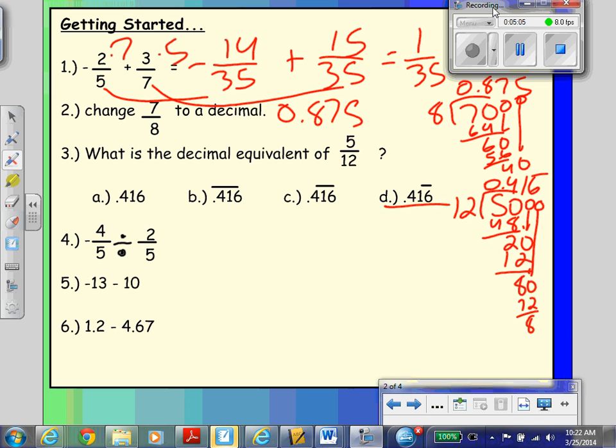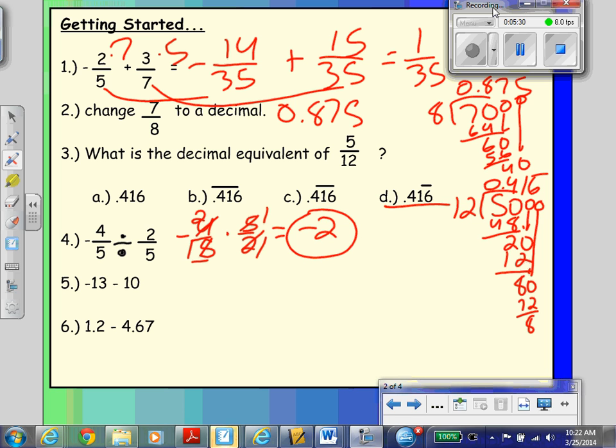Our answer is D. Right here on number 4, we're dividing negative 4/5 by 2/5, so we're going to say negative 4 over 5 times, we have to multiply by the reciprocal, or keep, change the sign, and then flip. 1 and 1, 1 and 2, negative 2 times 1 is negative 2.